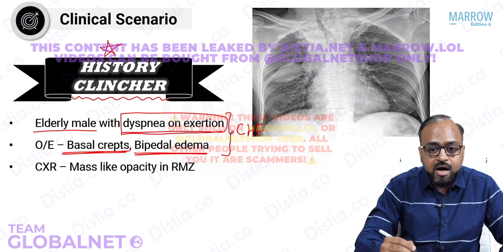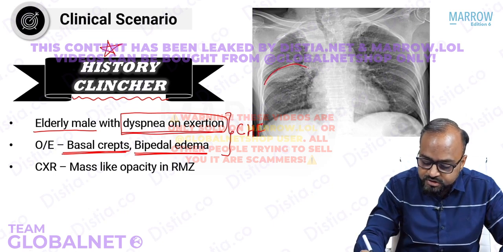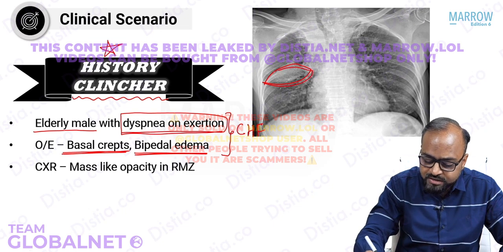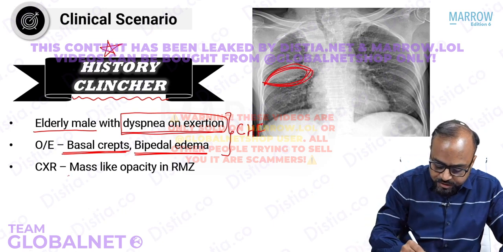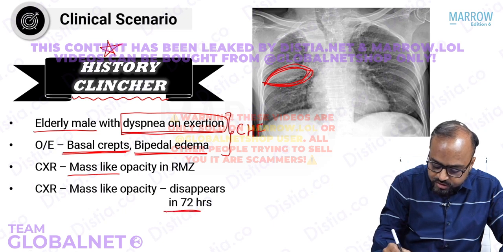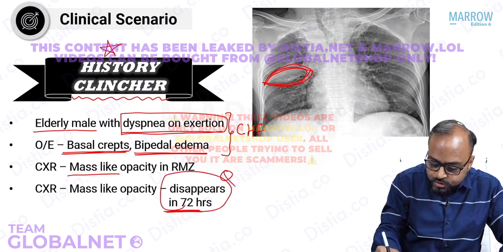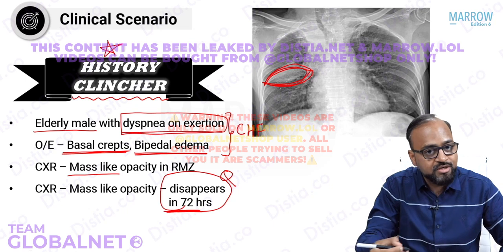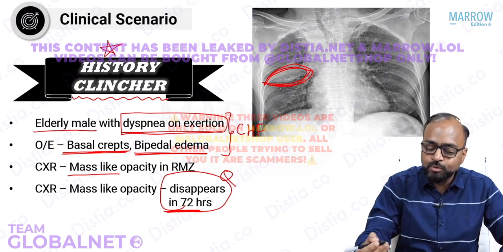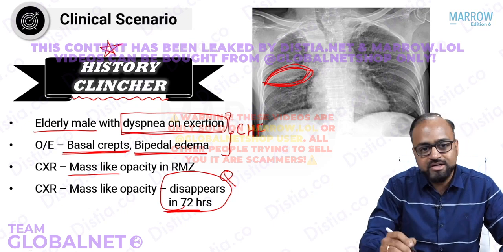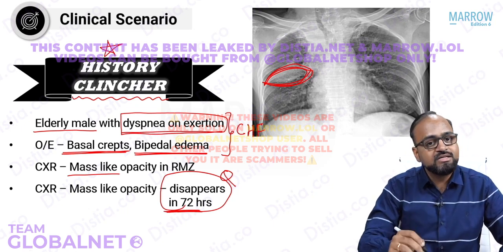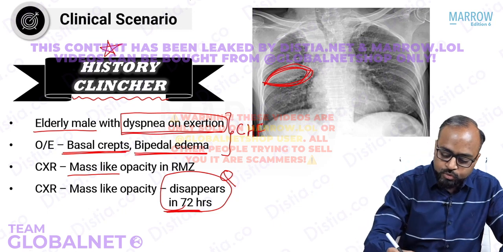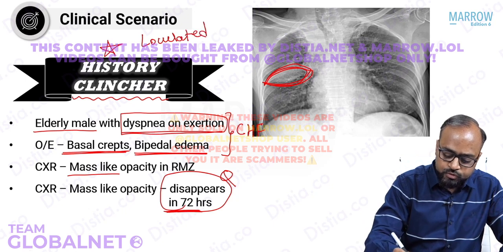On chest X-ray, a mass-like opacity is seen. See, this is what we started this discussion with. A mass-like opacity is seen, but this mass-like opacity disappears within the next 72 hours. How is it possible? If this is a tumor, will a tumor ever disappear like this so drastically, so rapidly? No. So it means it is not a tumor, it is something else. That is the diagnosis here, and this is a classic example of loculated pleural effusion.